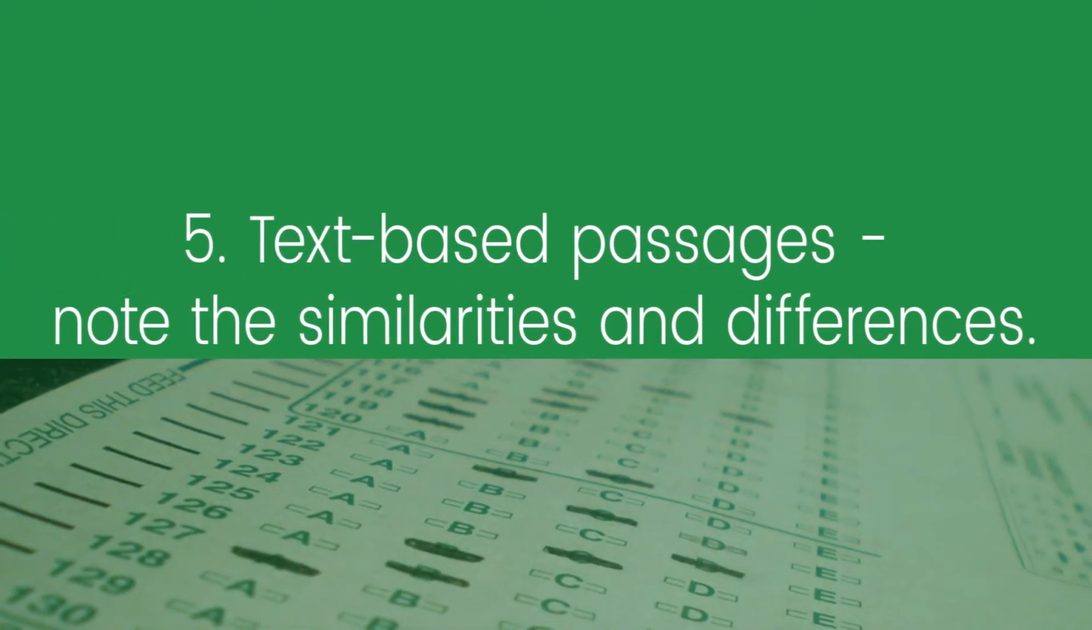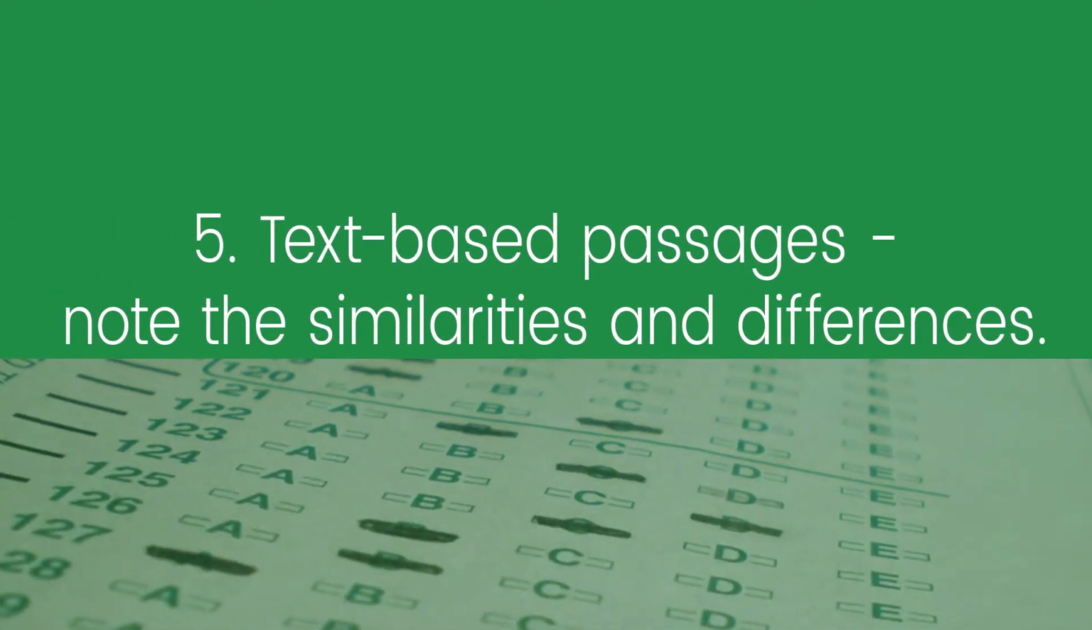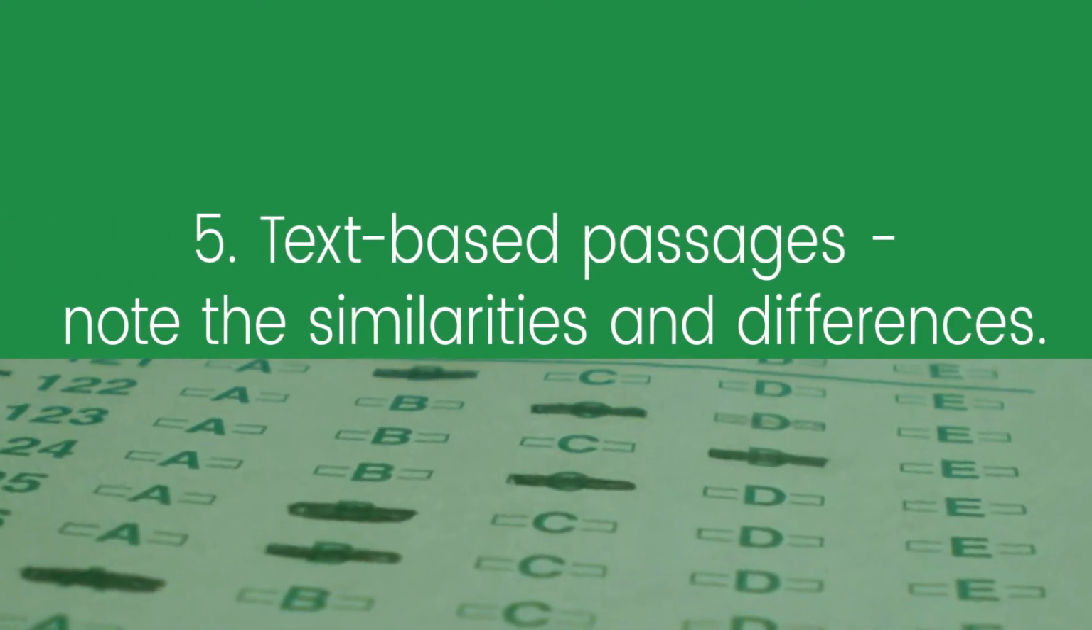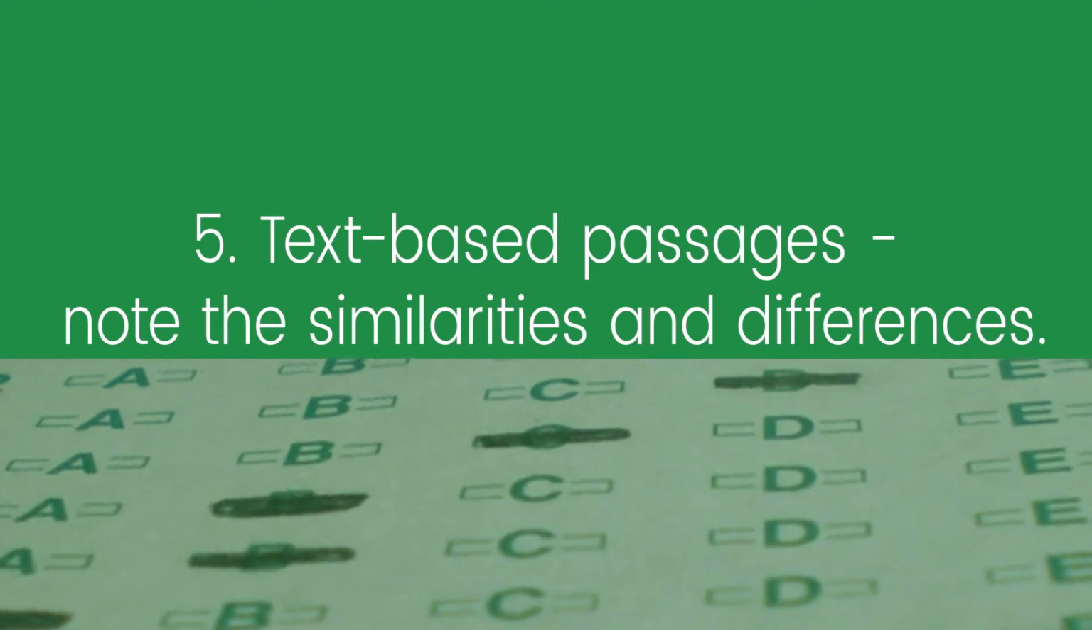Tip number 5 for the science section of the ACT. For the text-based passages, pay attention to the similarities and differences between the different perspectives that you're given. So, some of these will include 3 different scientists or 4 different students, all indicating their hypothesis about some sort of scientific phenomenon or an experiment that they've conducted.